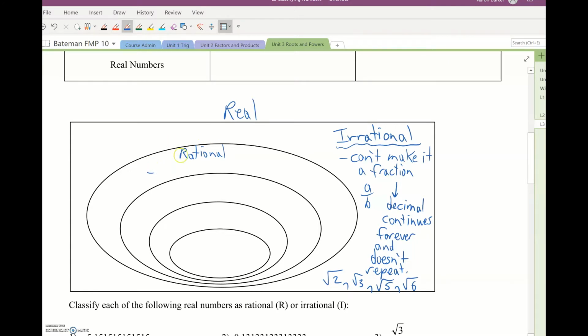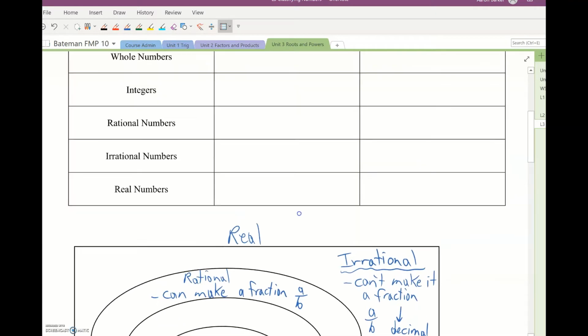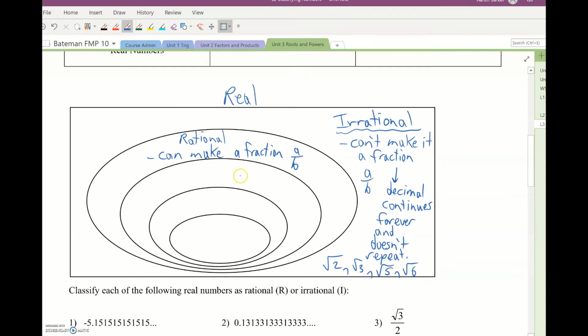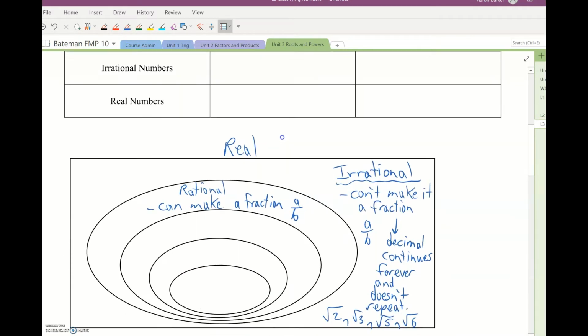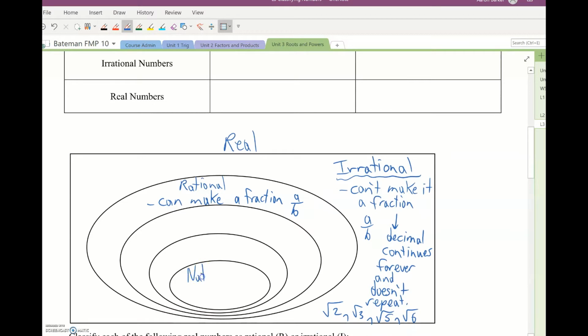So for a rational number, you can make a fraction, A over B, where B does not equal 0, because anything with 0 in the denominator is not really a fraction. What all is included in a rational number then? A rational number includes our natural numbers, our whole numbers, and our integers.